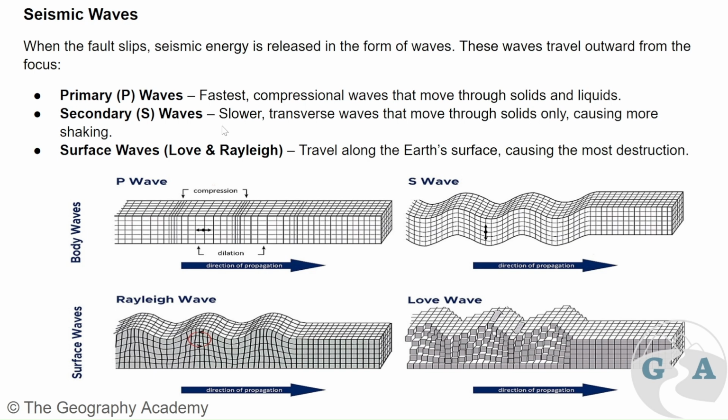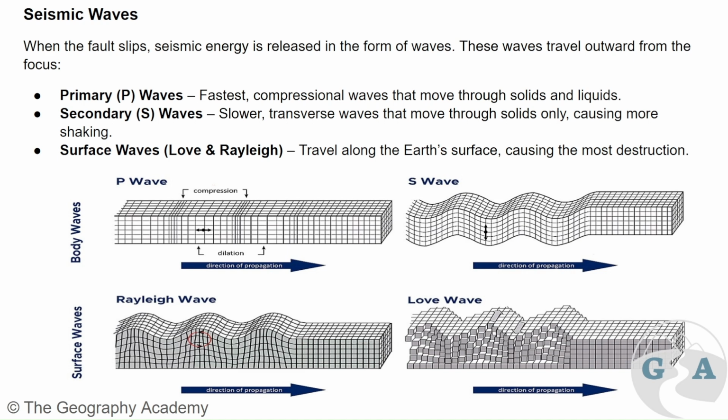Now, in the previous section, we talked about tectonic plates and their different movements. So seismic activity is present in all of the ones mentioned. We can see that there are different seismic waves: primary P waves, secondary S waves, and surface waves, which break down into Love and Rayleigh waves.